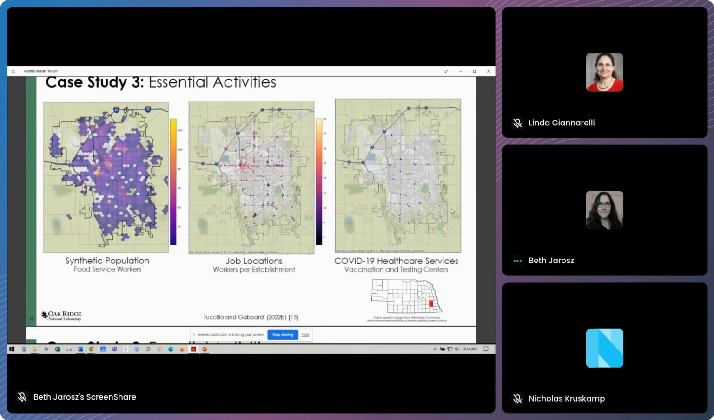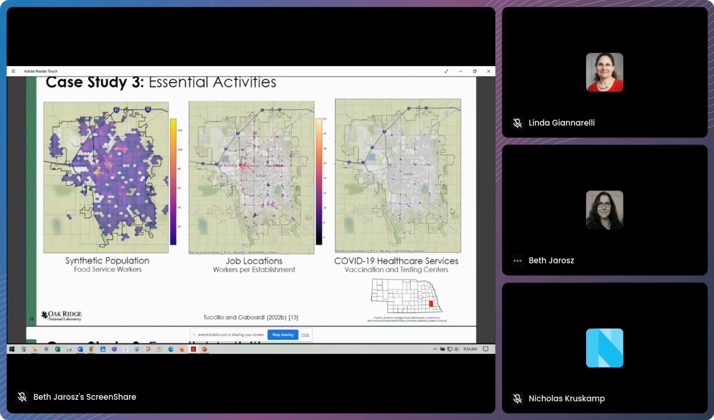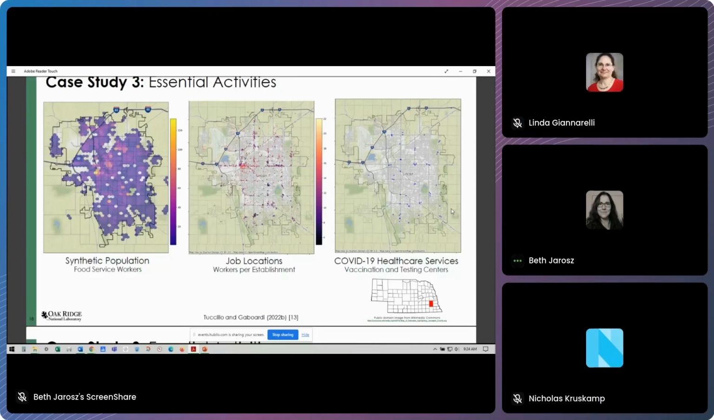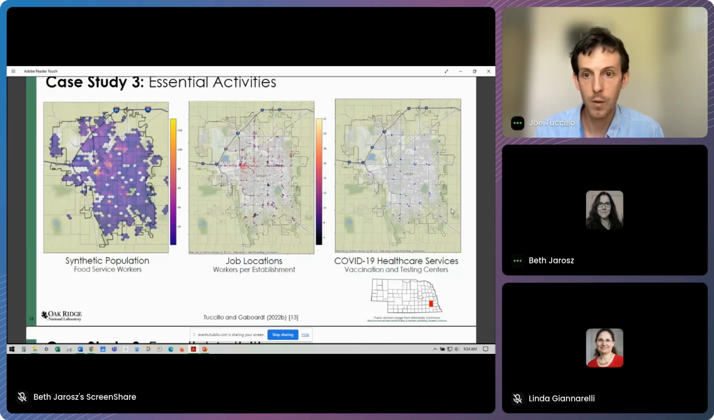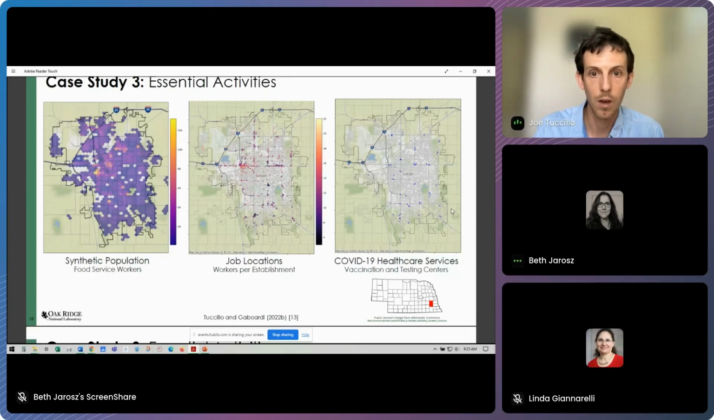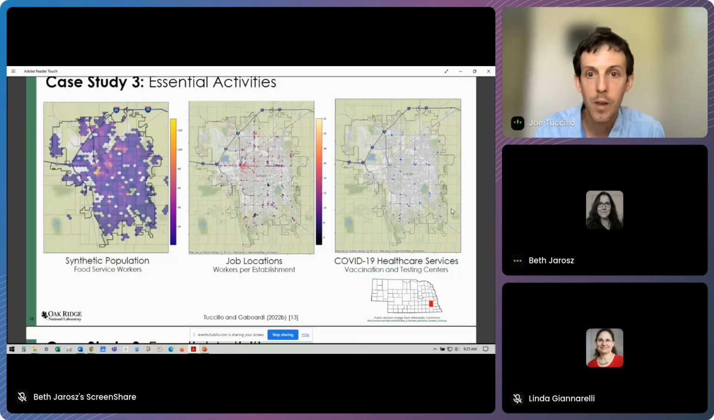We also examined mobility in terms of access to essential activities, namely COVID-19 healthcare services like vaccination and testing centers. In this case, we examined Lincoln, Nebraska, which is a compact mid-sized city, which gives us a controlled example for mobility simulation. So we start with a synthetic population of at-risk food service workers during COVID. And we're interested in simulating their commutes to a variety of different food service job locations and counting the number of healthcare services that are available to them along those commutes. Next slide.